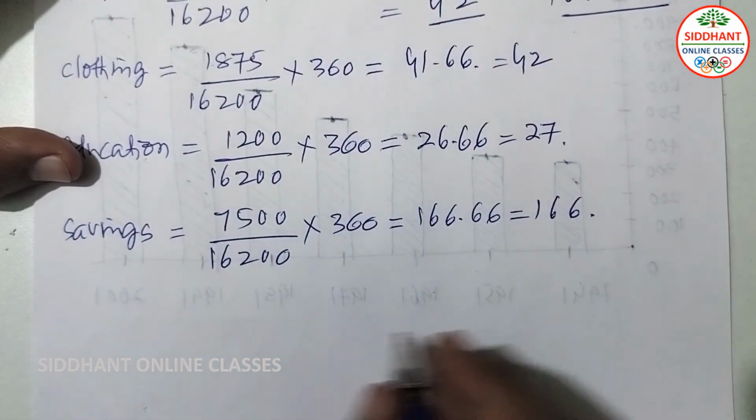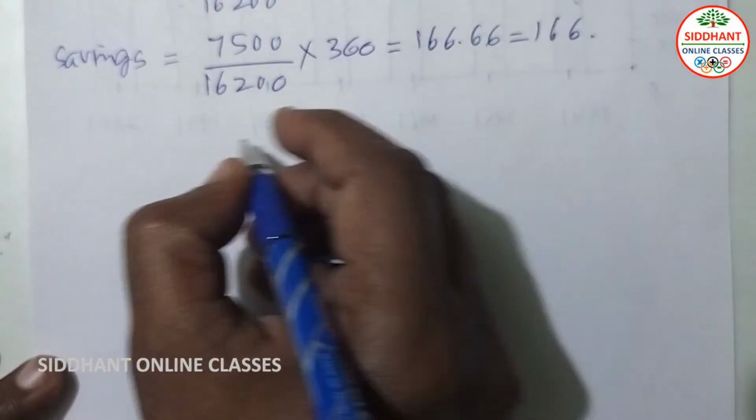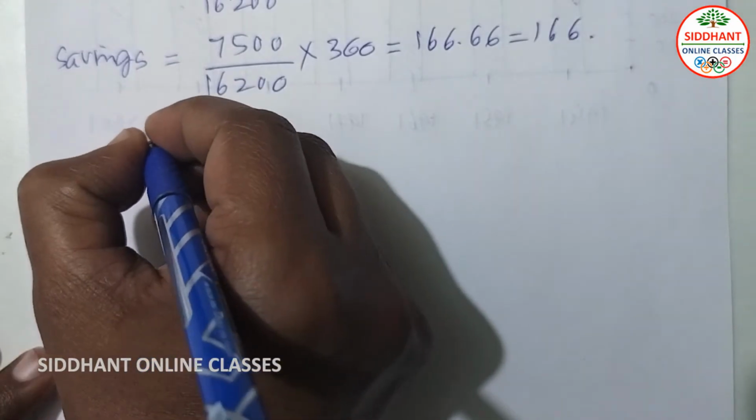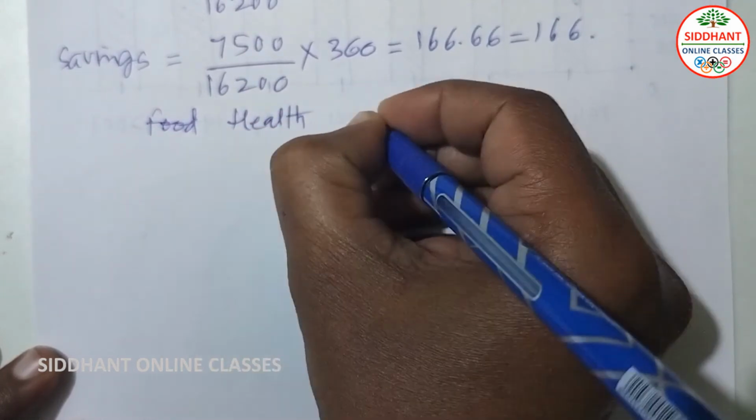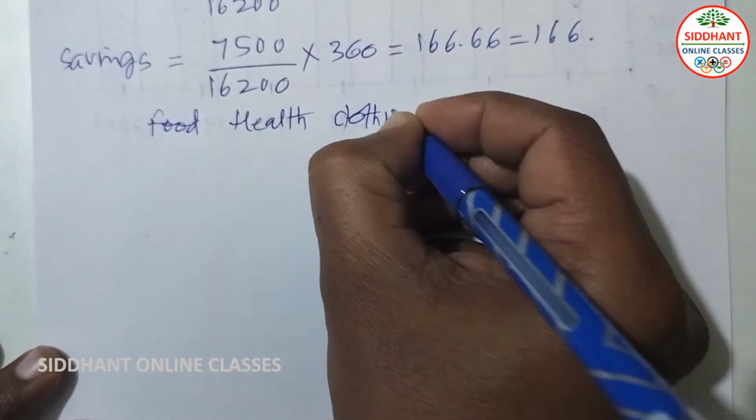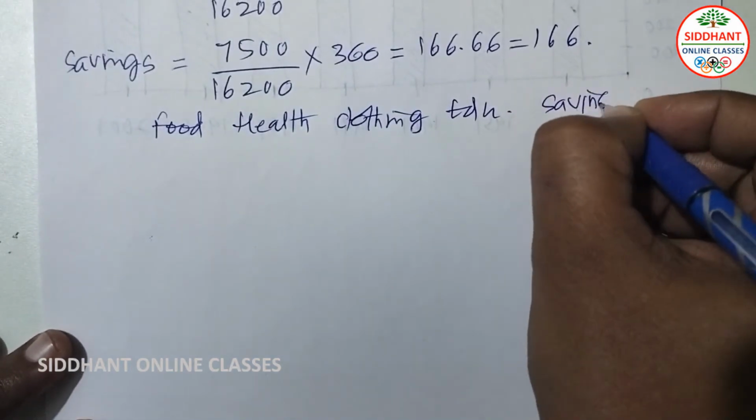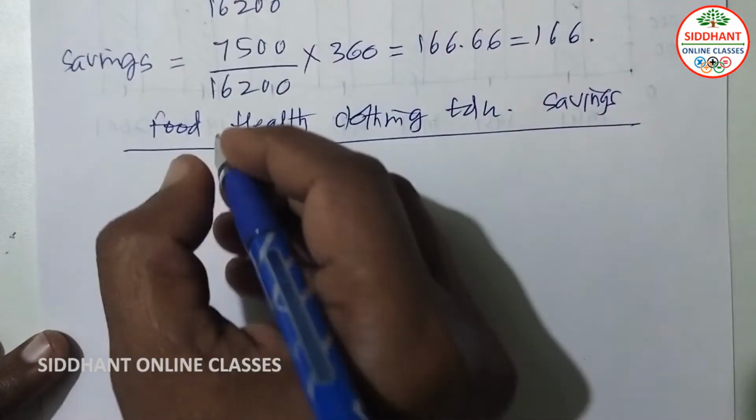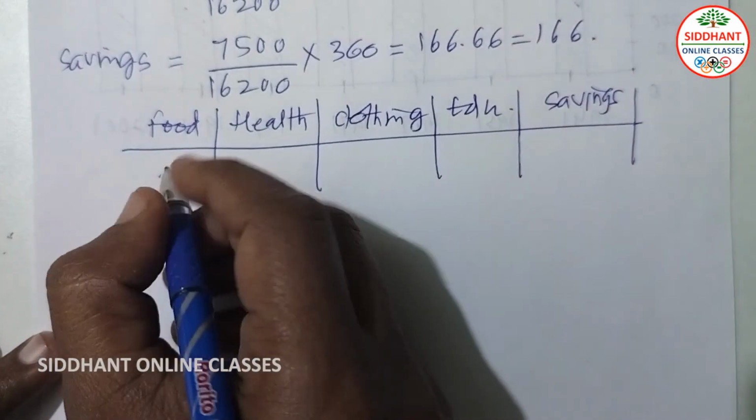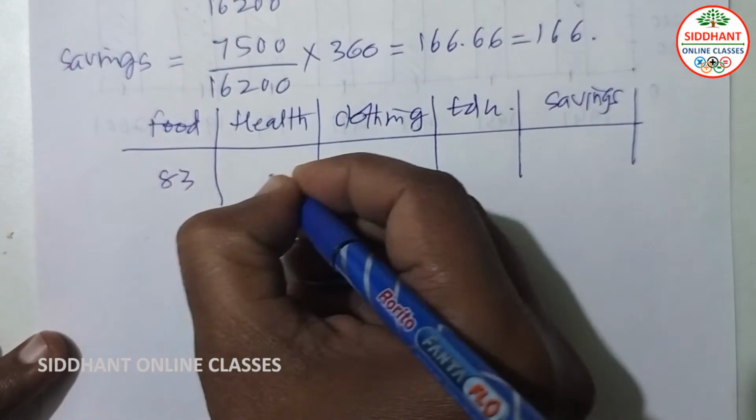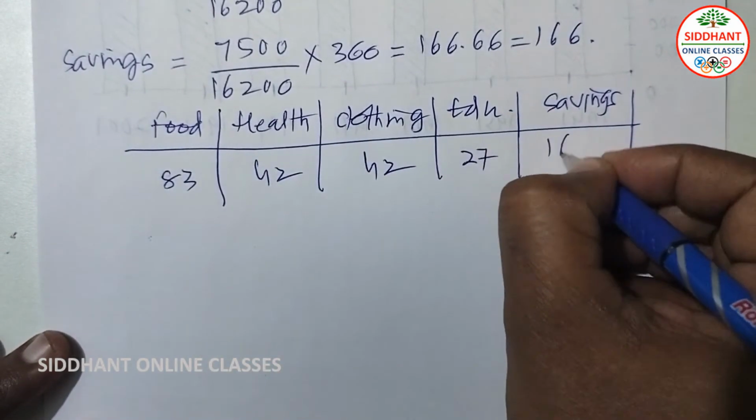So now we are going to have the angles of the observations. That means food, health, clothing, education, savings. So the angle here is 83, here 42, here 42, here 27, here 166.